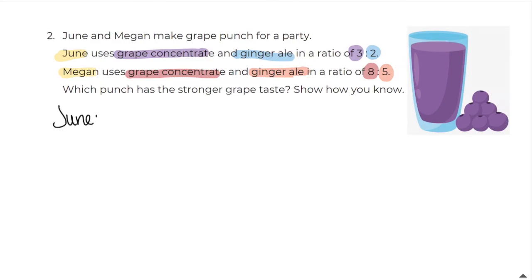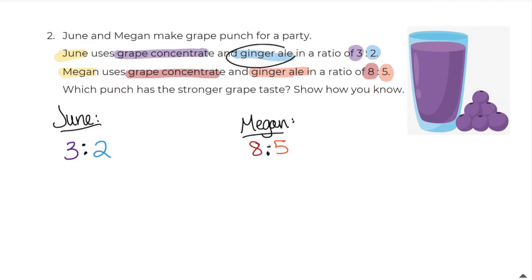So for June, we know that her ratio is going to be 3 to 2. And for Megan, we know her ratio is going to be 8 to 5. And this 3 and this 8 both represent the grape concentrate. And so because I want to see which one is going to have more of a grape flavor to it, I want to have my ginger ale be constant. So this ginger ale piece right here, I want it to be constant. But right now, one is 2 parts and one is 5 parts. So what I'm going to do is get a common multiple between the two.